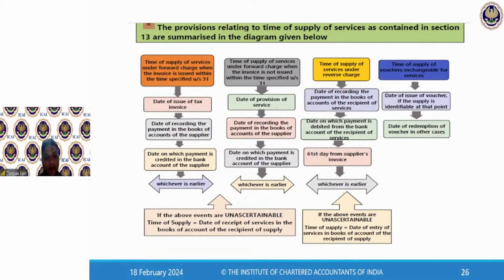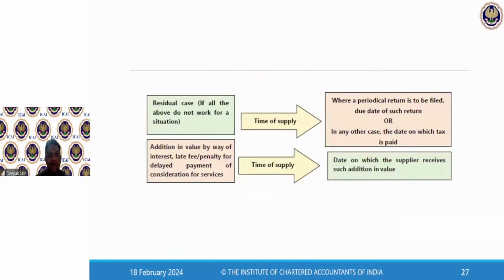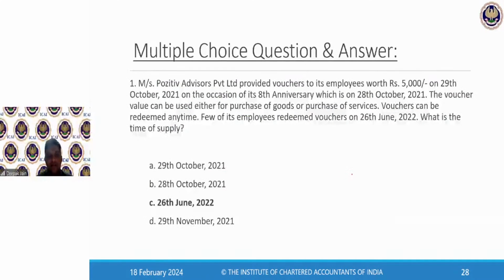Time of supply of service under reverse charge: date of recording the payment or 60 days from the supplier's invoice or date of payment, whichever is earlier. Then for voucher, date of issue of voucher if the supplier is identified, and date of redemption otherwise. Same for goods. Then residual cases where a periodical return is to be filed or the date of payment. And in case of addition in value, it is on actual basis.